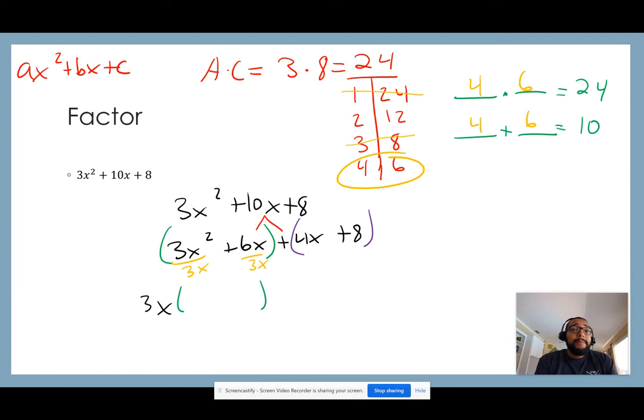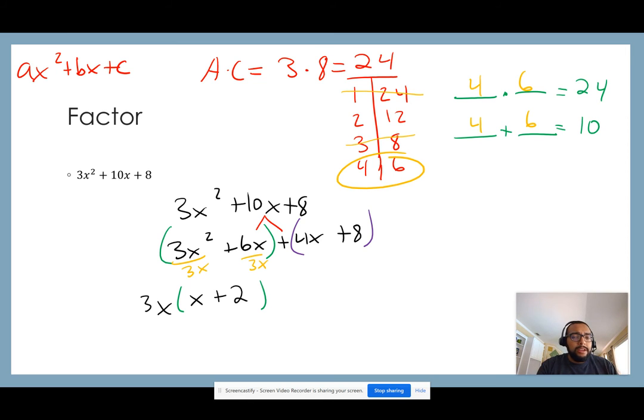3x squared divided by 3x. So divide your coefficients and then go with your variables to variables. So 3 divided by 3 is just 1. X squared divided by x, it would be just an exponent of x. All right, 6x divided by 3x. Well, 6 divided by 3 is just 2. And x divided by x would be just 1. So it looks like for this first set, those first two terms, the green parentheses, we're good.